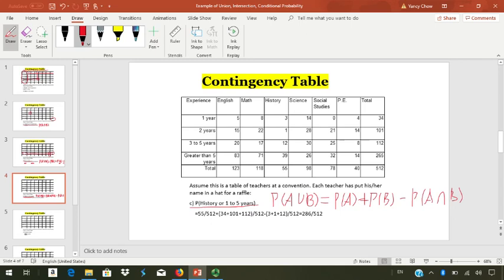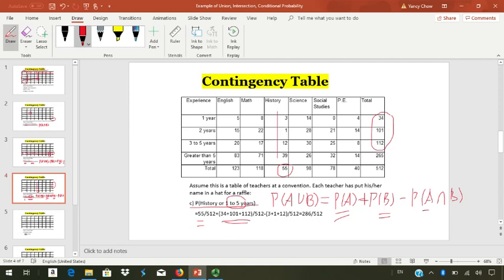Now let's see. Event A is history. So for history, the total number is 55. No matter how many years you have, the total number is 55. Event B is 1 to 5 years teaching experience. So for 1 to 5 years teaching experience, it will be the 3 rows. No matter what subjects you teach, for the total number, you need to add the 3 numbers together.